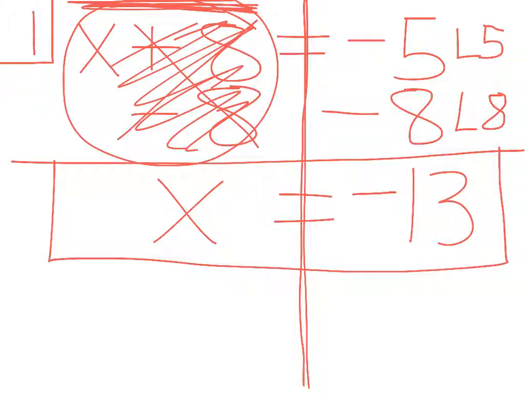X equals negative 13. All right, if you plugged it in, back up here, checking our solution, negative 13 plus 8, that's left 13, right 8, you end at negative 5. So we know that that works.